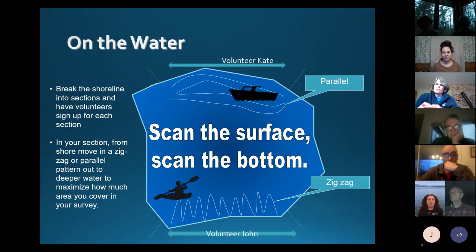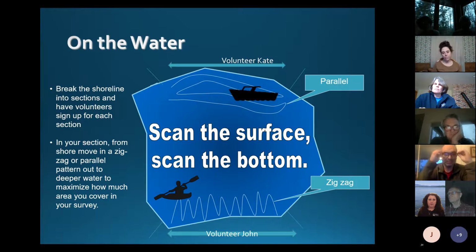So when you're out on the water body, you guys can go out on a powerboat or a canoe or kayak. Paddle boards are really good. Those of you that are water bugs and prefer to be in the water, you can snorkel. So it's really something for everyone. But the goal is to have a shoreline. So we'll use this as an example lake here. And I've drawn lines where the shoreline sections are cut off. So we've got volunteer John and volunteer Kate, and they each have a stretch of shoreline.